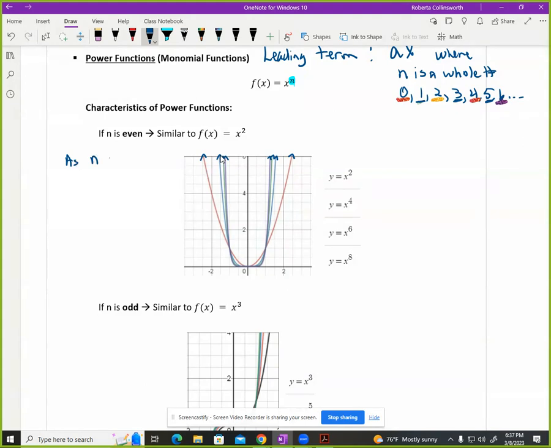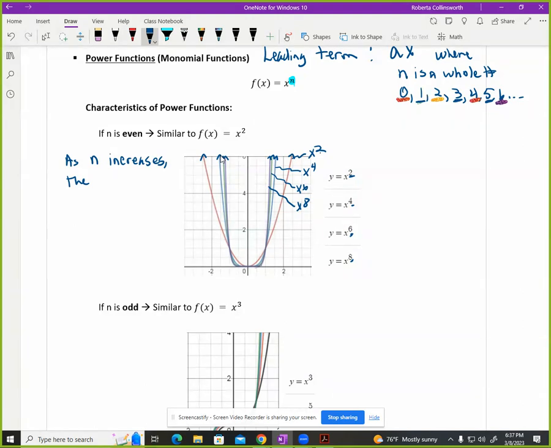So as n increases, n meaning the power, so I have n to the second power, n is 4, n is 6, n is 8. So as n is increasing, look what's happening. This is x squared. This is x to the 4th. This is x to the 6th. And this is x to the 8th. So notice that it's pointier on x to the second power, but on the 8th power, it's getting flatter.